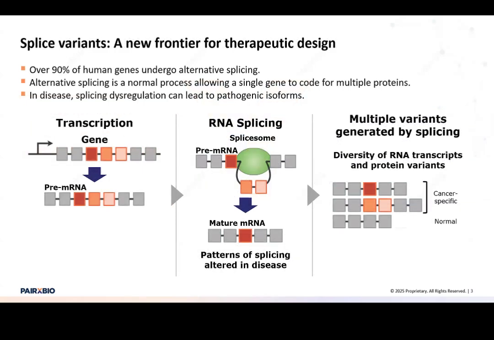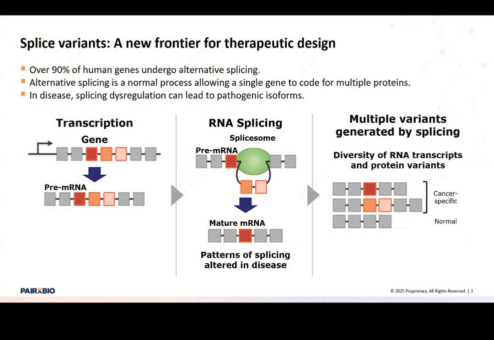Yeah. Okay. So this slide shows you the overview of what alternative splicing is. Over 90% of human genes undergo alternative splicing, and this process gives the genome the opportunity to encode a greater repertoire of proteins. In disease, splicing can lead to pathogenic isoforms of genes.